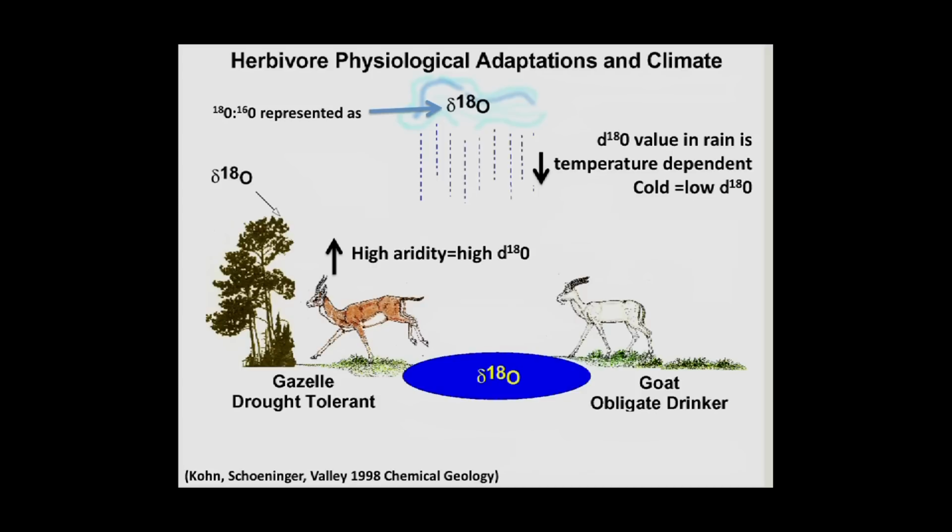So you can use these two different animals to get at two different aspects of ecology. You can use the one that eats leaf to get at aridity, non-aridity. You can look at the goats to get at what temperature the rain fell, because you know that is how the delta O18 works. So you can actually track what temperature things were. Not the exact temperature, but relative temperature.